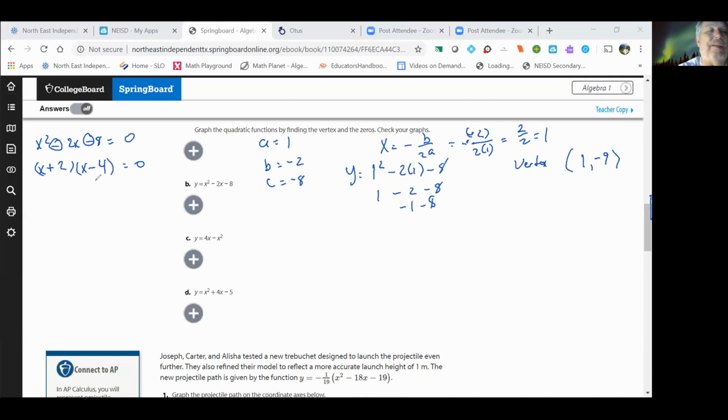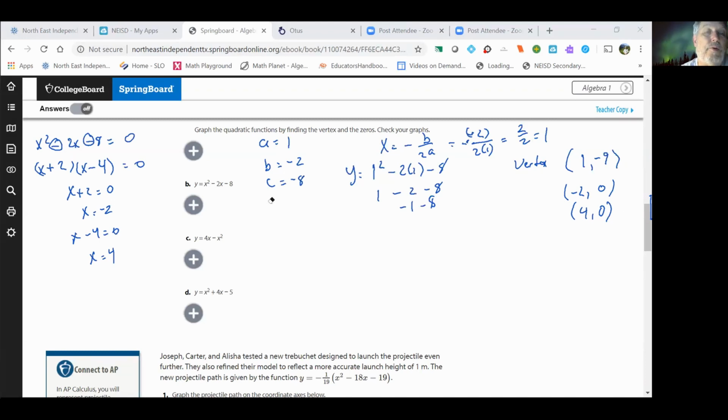Now I need to find out what the zeros are going to be. So I set them both equal to 0. So x plus 2 is equal to 0, that means x is -2. And x minus 4 is equal to 0, which means x is equal to 4. And of course, to make those points, the zeros are going to be (-2, 0) and (4, 0). And now all I have to do is graph these 3 points, and it should give me the information I need to go ahead and draw the graph.